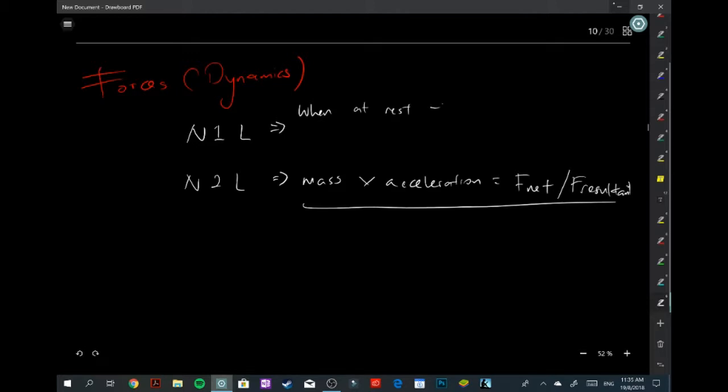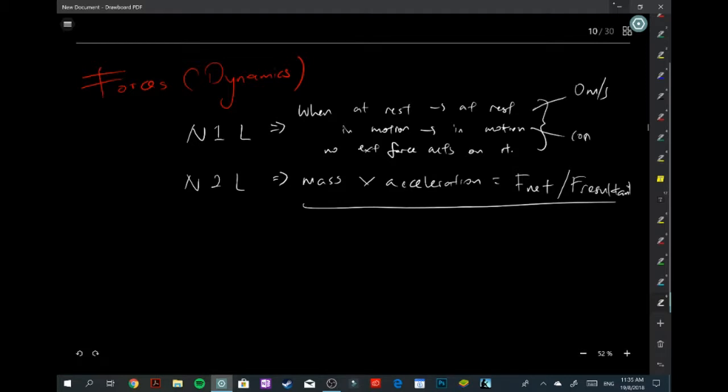Newton's first law states that when an object is at rest, it will continue at rest. When in motion, it will continue in motion as long as no net force, no external force, acts on it. In other words, either the speed is zero or the speed is constant. When this happens, the net force acting on it is zero, because nothing is acting on it.